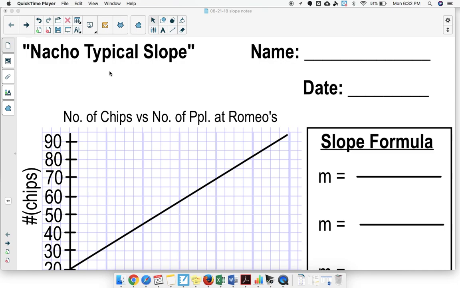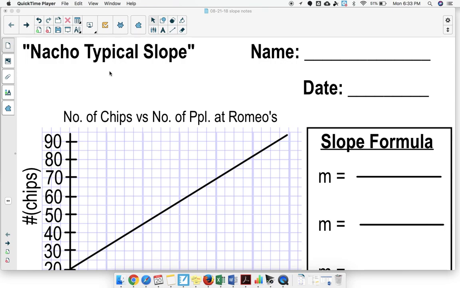Why did I choose that title? Well, first of all, our first example deals with Romeo's, and everybody that I know really likes Romeo's cheese dip. So I thought if we're going to learn math, why not do it with some fun food? The other reason I called it not so typical is because a lot of the slope things you learned in middle school we'll be using, but they're going to have a slightly different twist.